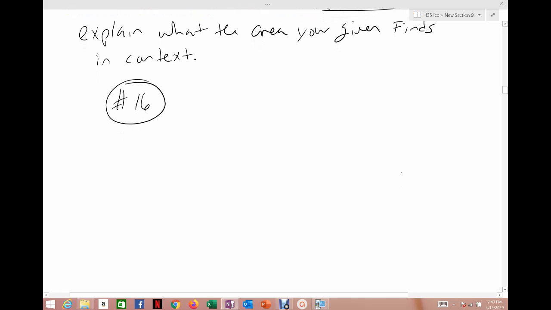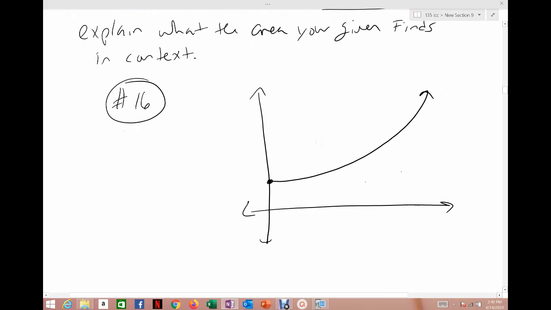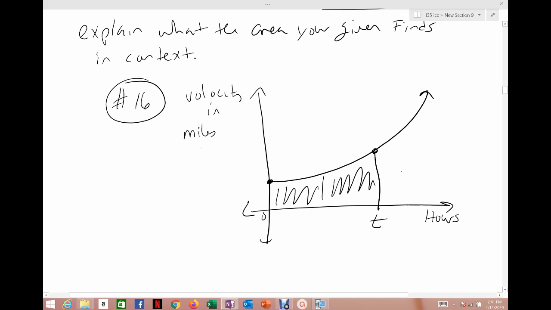Alright, so the first problem, problem number 16, they're giving you an area. It looks kind of like half a parabola. It starts here and it's moving up. Then they give you a unit. This is the area that they give you. The important part is not just that the area is positive, but the units. This is hours, and this is velocity in miles per hour.